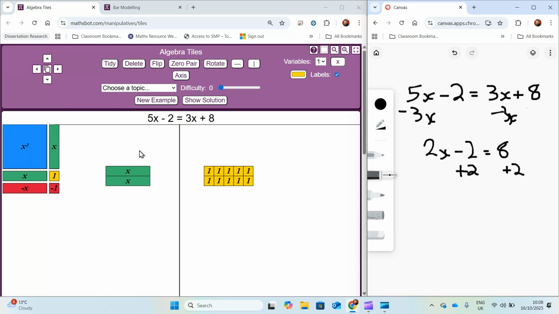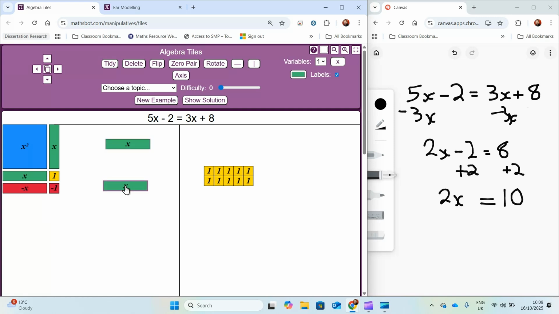And what we've got left now on the left-hand side is just 2x. And what we've got left on the right-hand side is now 10. And then finally, of course, I've got these two x's, and what that means is I can split those two x's into two separate parts. And that means I've also got to split the 1's into two equal parts.